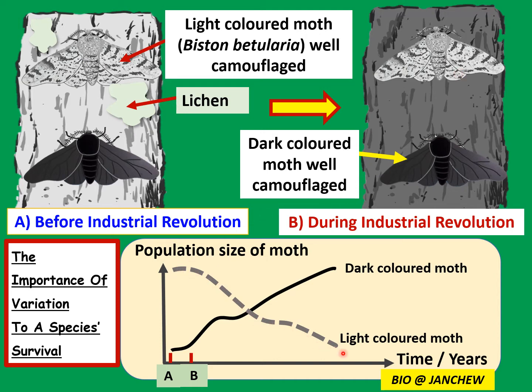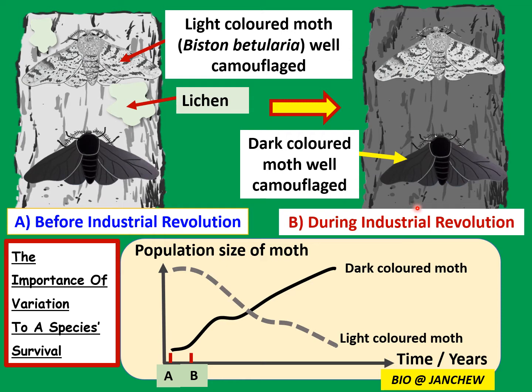So the birds began to eat more of the light-colored moths, and their population size decreased. Going down here, this graph. Whereas the dark-colored moth, which was not eaten, began to reproduce more, and the population increased, as you can see here. So the situation was reversed. But they are both of the same species. So the species Biston betularia managed to survive in spite of the changes in the environment, from a non-polluted environment to a polluted environment.